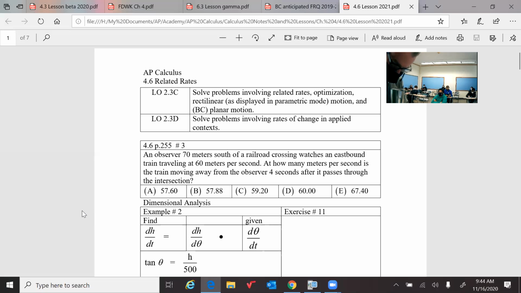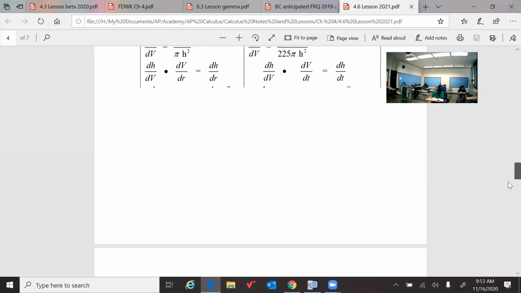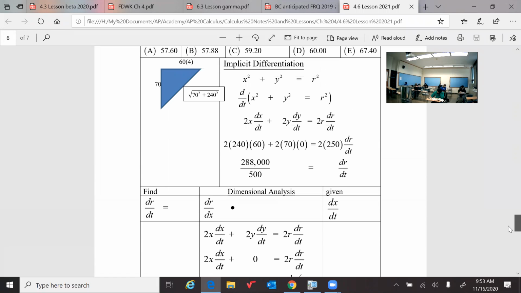implicitly, we would say, x squared plus y squared equals r squared. We want to take the derivative with respect to t of the whole thing. So all we do is set it up for you, and you go at the problem whichever way you feel most comfortable. Now, here's the picture.